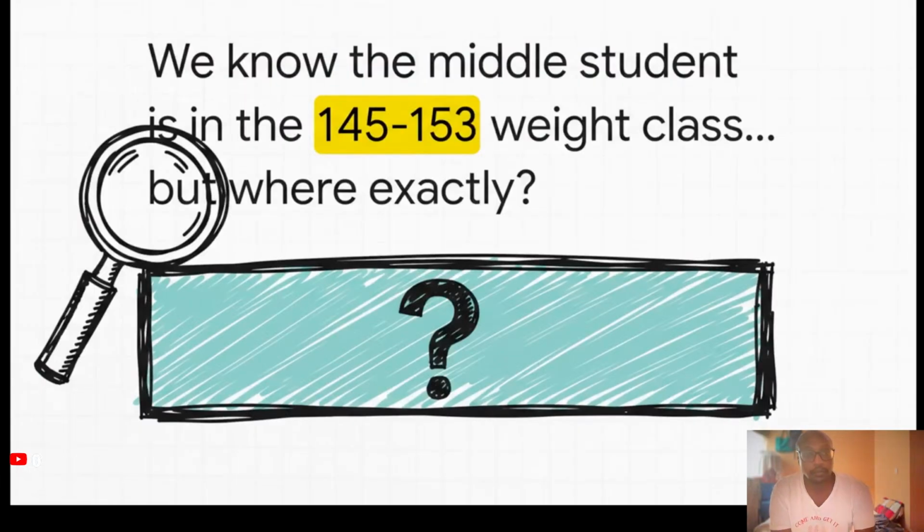Now the cool thing is we can still figure out the middle spot. With 40 students, the middle is going to be right around the 20th student. And if we just add up the frequencies, we can see that that middle spot falls somewhere in the 145 to 153 pound group. But where? I mean, is it 146, 151? We can't just guess. We need a much more precise tool.